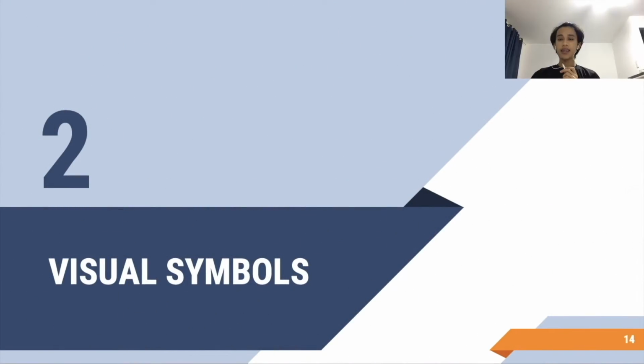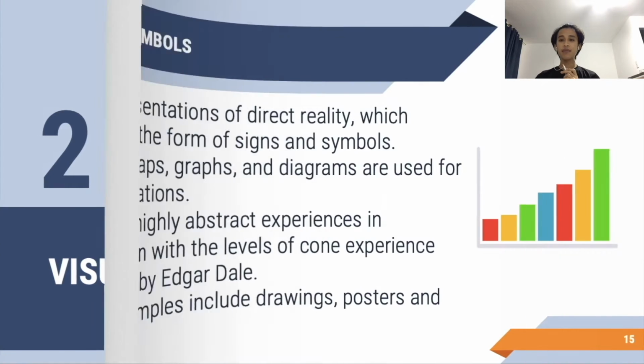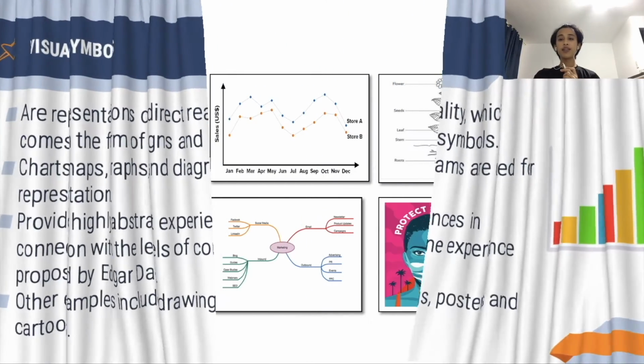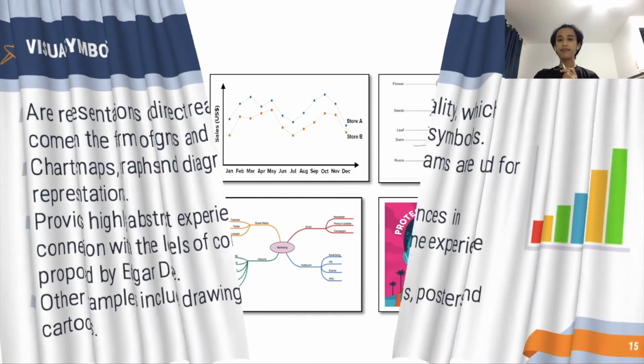Hi, good day. Today I will discuss two strata from Edgar Dale's Cone of Experience. First up is the visual symbols. Visual symbols are representations of direct reality, which come in the forms of signs and symbols. Examples of this include charts, maps, graphs, and diagrams, which provide highly abstract experiences in connection with the level of cognitive experience. Other examples include drawings, posters, and cartoons. Below are some examples of these strata.